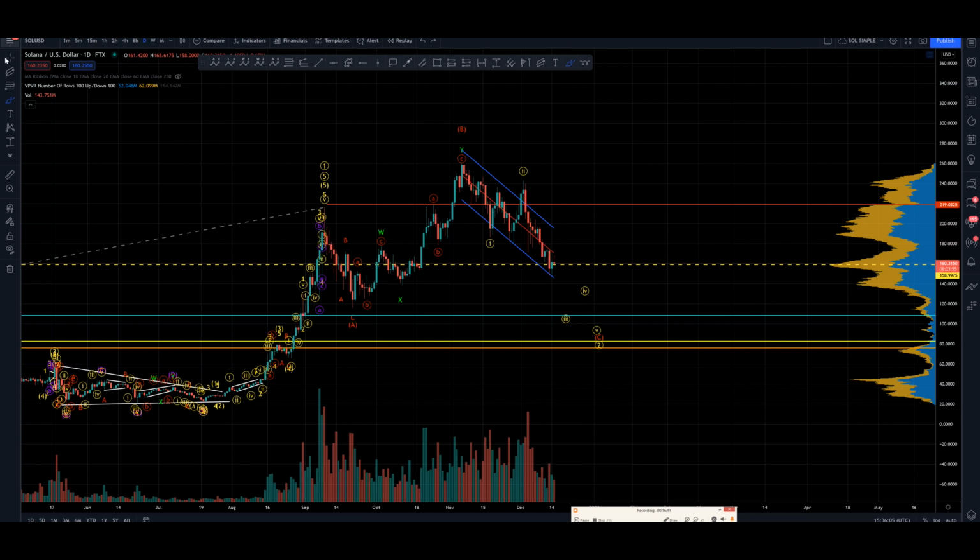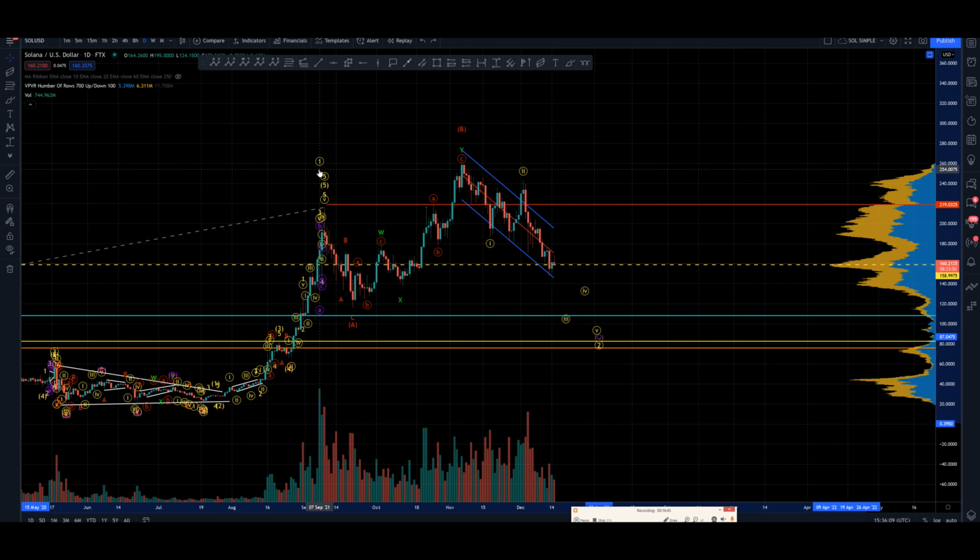So that's my take on Sol for the moment. We could have topped here, possible, in which case this could just be a 3-wave pullback on its own. Doesn't seem big enough considering the wave degree we're working in. Okay, so that is Sol.